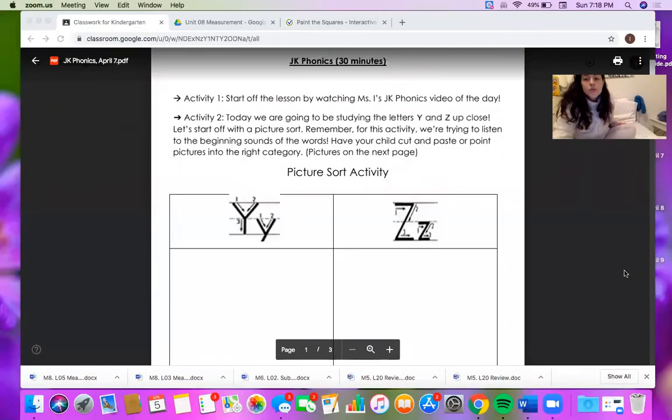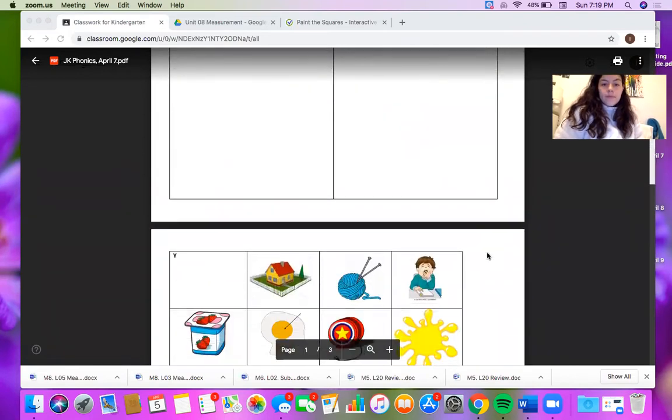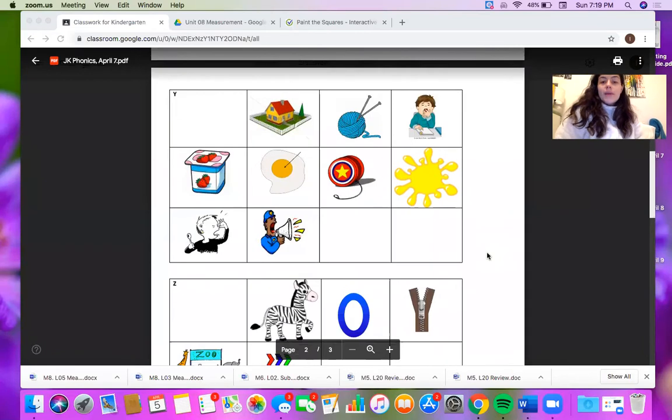All right, so in front of you, you should see this sheet. And as always, we're going to start off with a picture sort activity. On the next page, I'm going to go over each picture with you to make sure that we know what the pictures are. Are you ready?